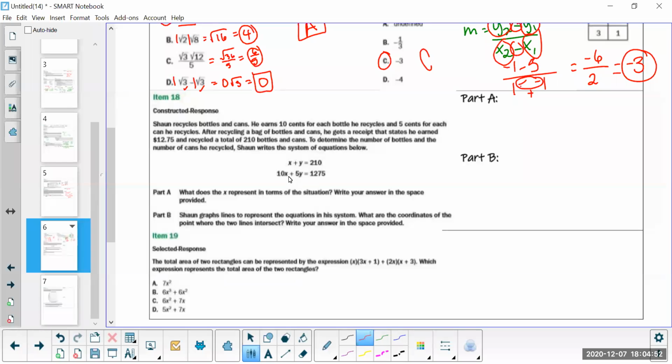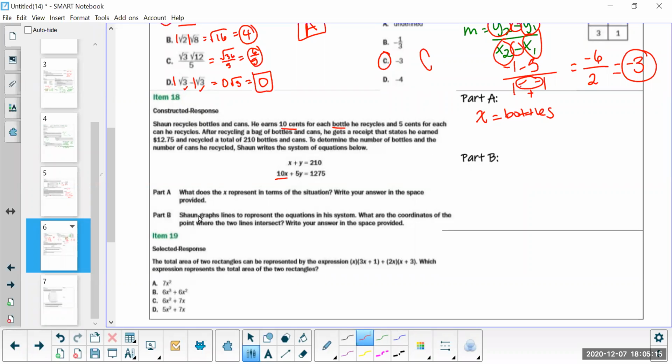So if we're looking here, x, this isn't going to help us as much because there's no number to go with it. But here we've got 10 with x. Well, 10 in this problem was 10 cents for each bottle. So x has to stand for bottles.